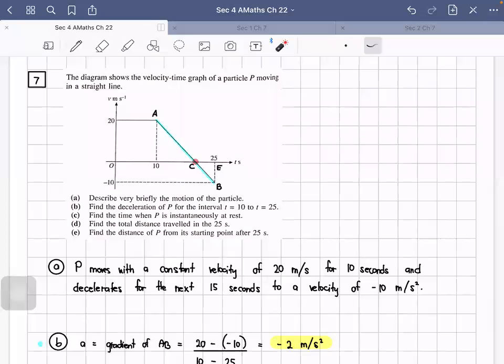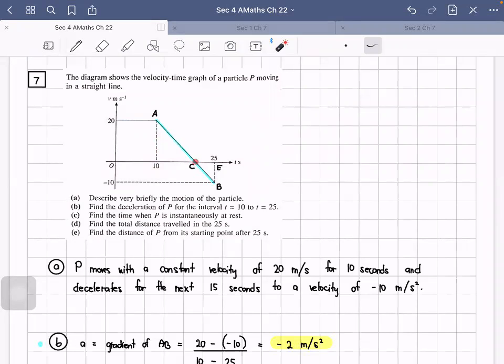Now, first, describe very briefly the motion of the particle. So just look for the keywords. P moves with a constant velocity. This is your constant velocity from the notes that I showed you a while ago. Because it's a flat line, that means it's constant. It never changes. So it started with a velocity of 20 meters per second. Every number here is the velocity. So 20 meters per second for 10 seconds. This is time, so that's 10 seconds.